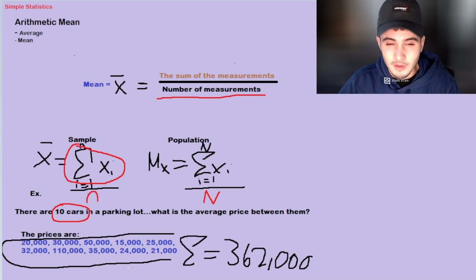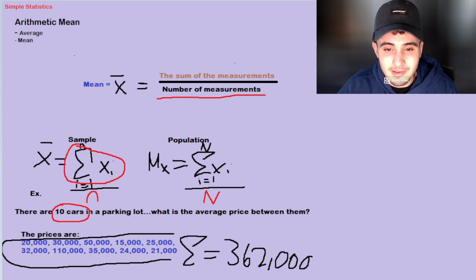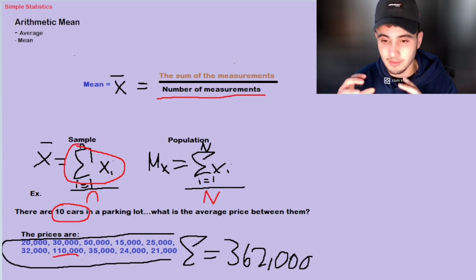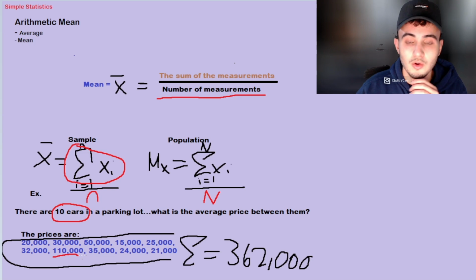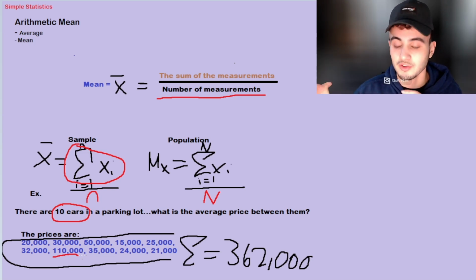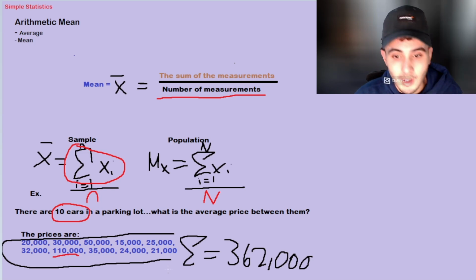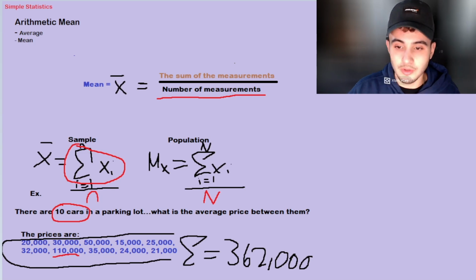But then if you start to think about it a little bit critically, you notice that all of these numbers are consistent except for this one, 110,000. That is why the mean is not a great measure to find the central measure of tendency with large fluctuations and with a random extreme variable. And when we hop into Excel, I'll show you this.